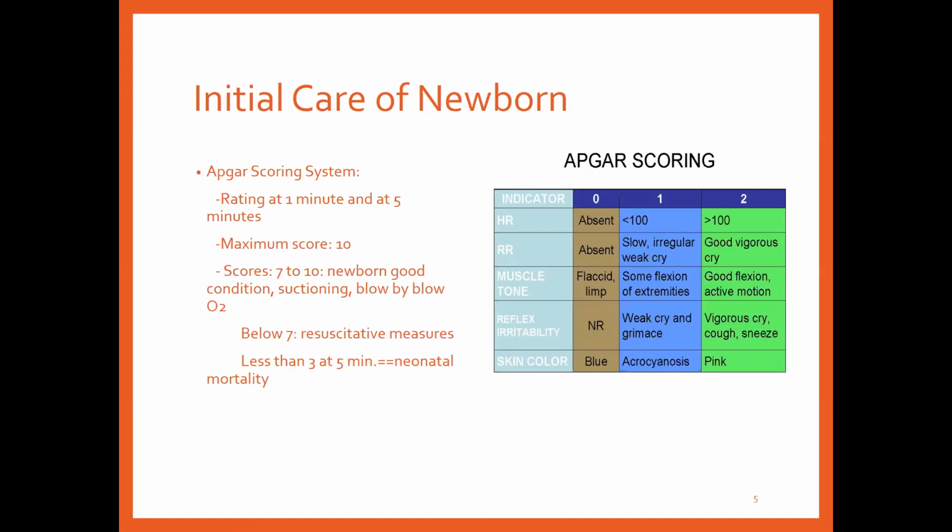2 is a good, vigorous cry. Muscle tone, if they're not moving at all, just limp, that'd be a 0. If they have some flexion of extremities, that'd be 1. Really good flexion and active movement would be 2. Reflex irritability, if there's none, that'd be a 0. If they have a weak cry and grimace, that'd be a 1. 2 would be a real vigorous cry, cough or sneeze. And then skin color, if they're blue, that's a 0. Acrocyanosis, where the arms and legs may be blue but the central body is pink, would be a 1, and a 2 would be the whole body pink all over.